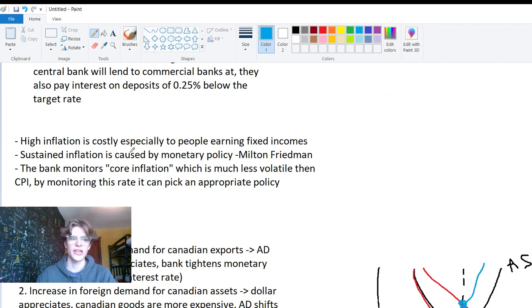We talked about the bank rate. We talked about this high inflation. What was discovered in the early 2000s, I believe, or maybe a little bit earlier, was that sustained inflation is caused by monetary policy. This was discovered by Milton Friedman, a pretty famous economist. So what that means is that the only way we'd continue to have inflation is if the bank continues to validate it. We'll see what monetary validation is in chapter 29. But the important point is just that sustained inflation is caused by monetary policy.